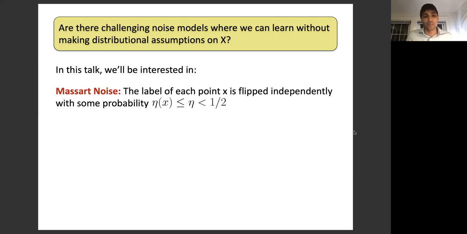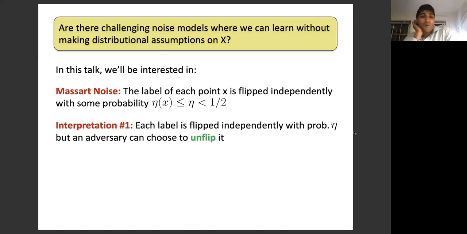So in this talk, the main thing that I'll be interested in is what's called the Massart noise model, which I'm a huge fan of. In fact, I've only learned about it a few years ago. And I think it's just a really cool model, and there are a few ways of thinking about it. So one of the ways of thinking about Massart noise is that you still have the labels of each data point flipped independently, but the kicker is that this probability eta of x depends on the data point x. So in fact, the noise rate can vary arbitrarily across the domain as long as it's always bounded away from a half. So it's always at most this parameter eta.